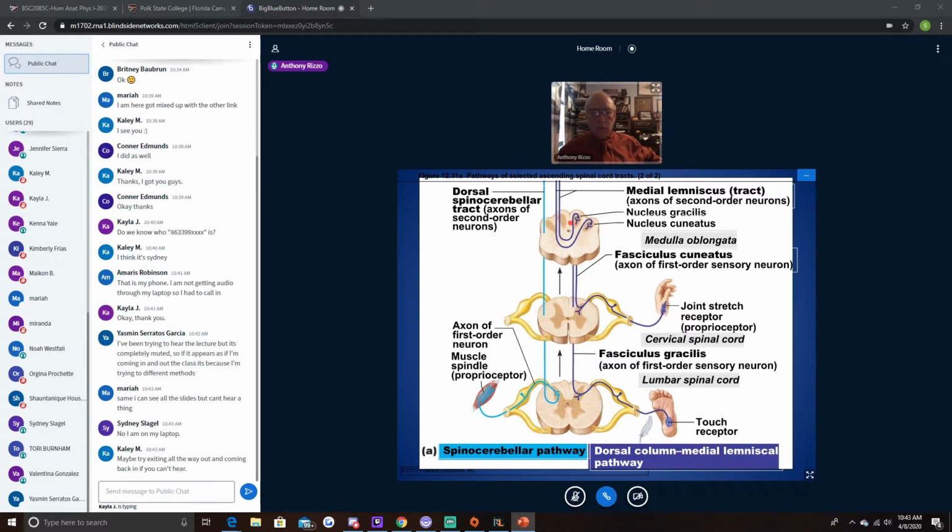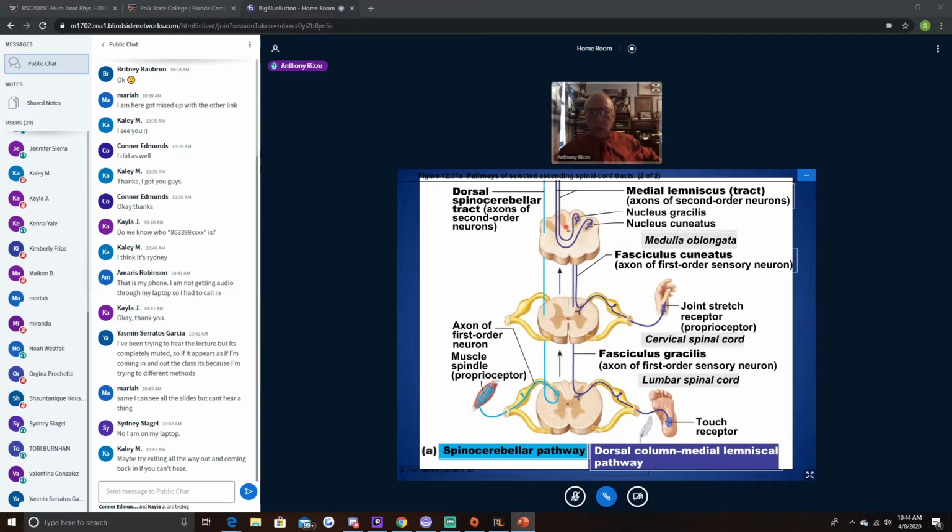Remember that the overwhelming majority of decussation, which is crossing over, occurs in the medulla. So this first order neuron, this very, very long sensory neuron, long sensory dendrite, has a synapse, the first synapse on its way to the brain. The first synapse is in the medulla.